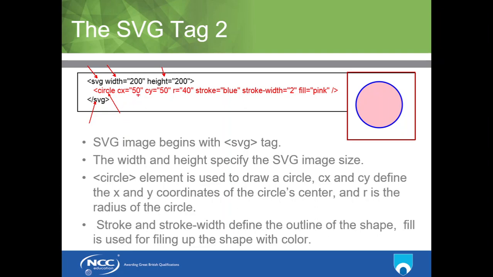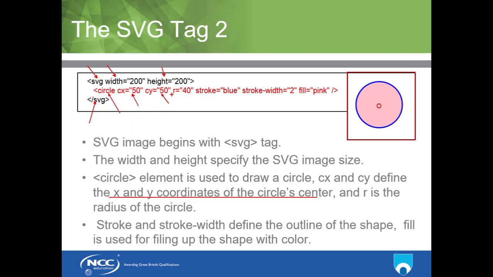So circle element, then CX and CY. CX and CY are used to specify the x and y coordinates of the circle center. So 50-50 means we want it to be at the very center. The circle center should be at the very center of this particular box. So something like that. That is what CX and CY are doing.